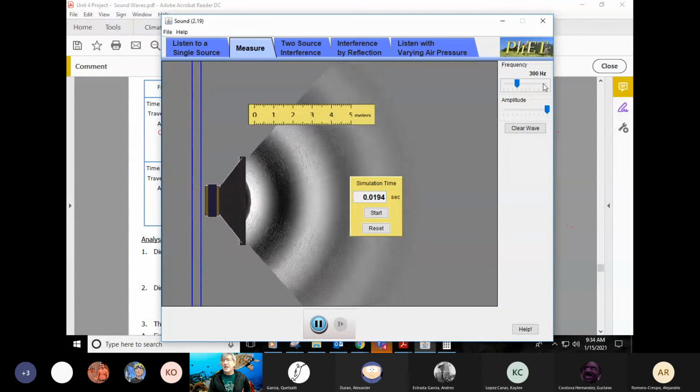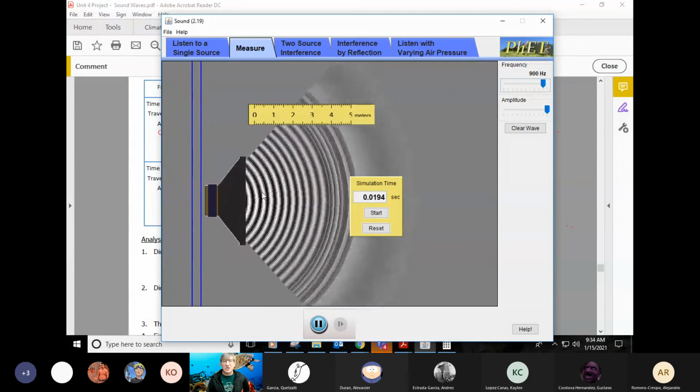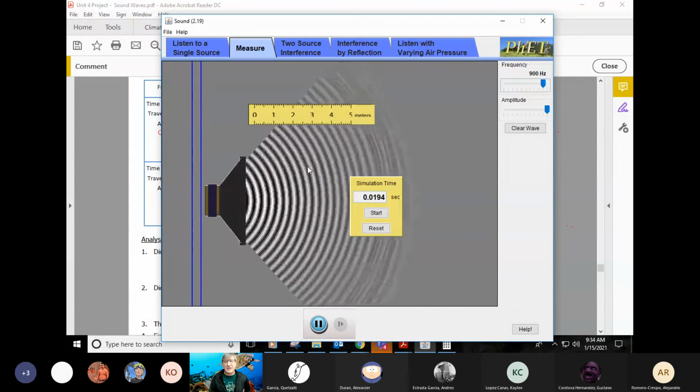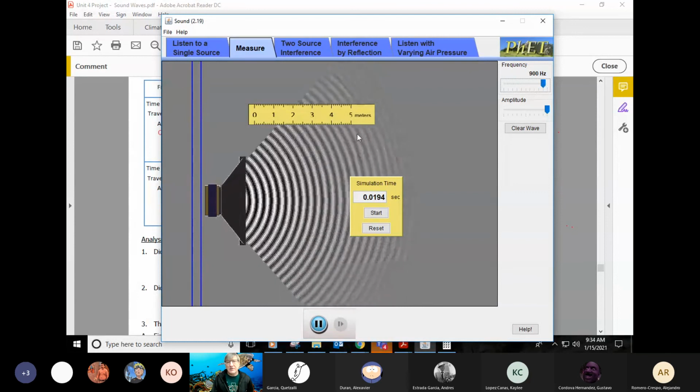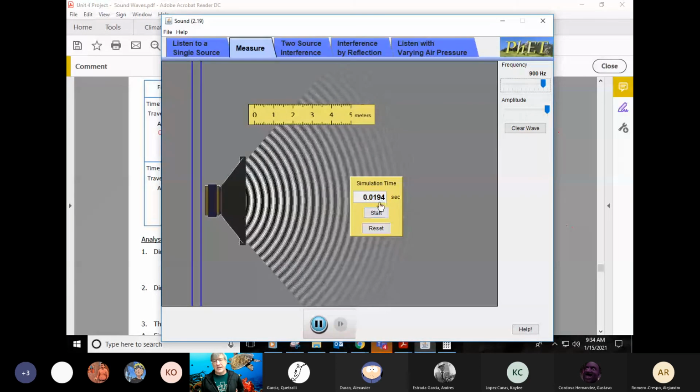So the speed is not changing, but the number of waves is definitely changing. It's vibrating much faster, but that doesn't mean that the wave is moving any faster. They're all in the 190s, huh?